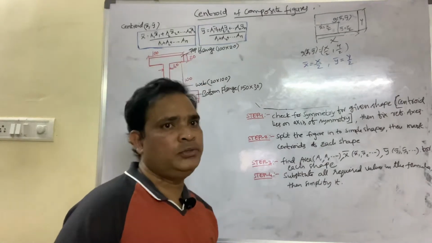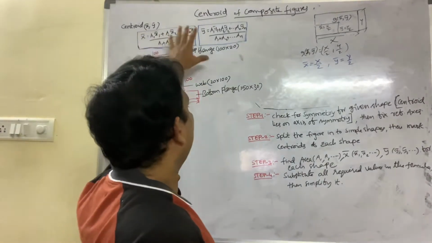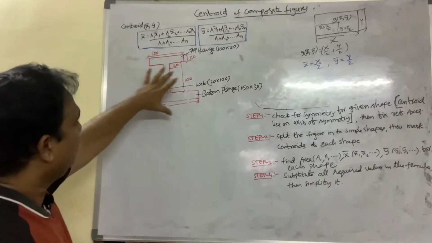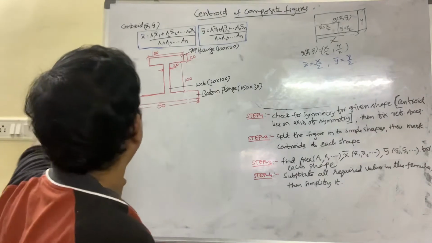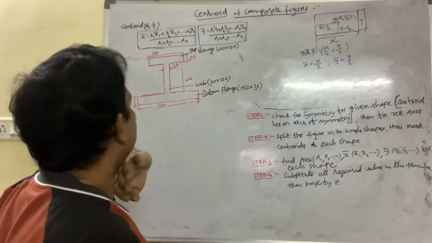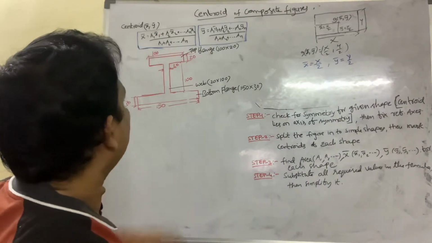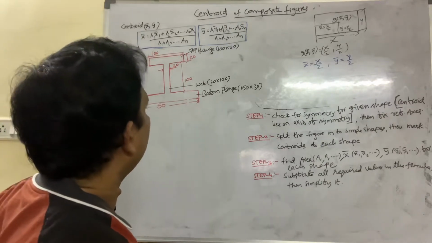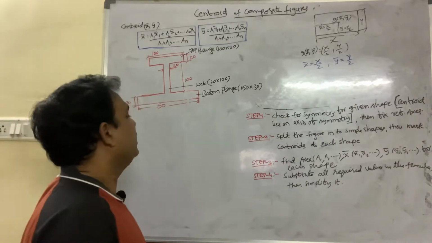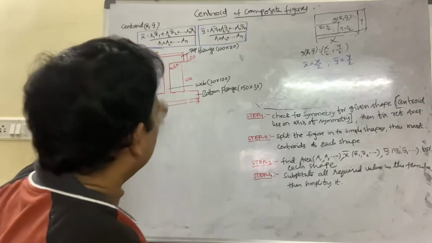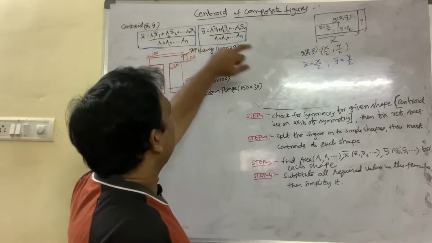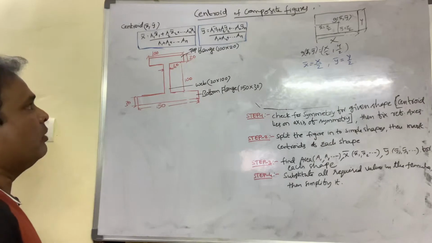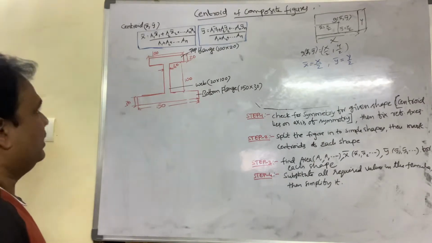Hello everyone. In this video our topic is how to locate the centroid of a given composite figure, an I section with unequal flanges. We have the formula of centroid for composite figures, centroid (x bar, y bar), where x bar is equal to a1 x1 bar plus a2 x2 bar plus so on up to an xn bar by a1 plus a2 plus so on up to an. Similarly, y bar is equal to a1 y1 bar plus a2 y2 bar plus so on up to an yn bar by a1 plus a2 plus so on up to an.